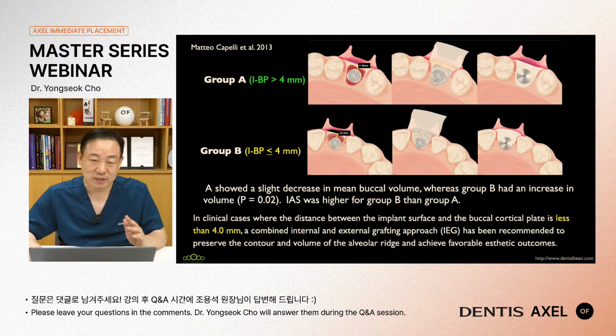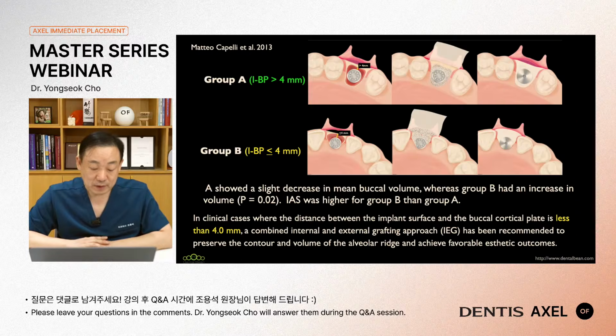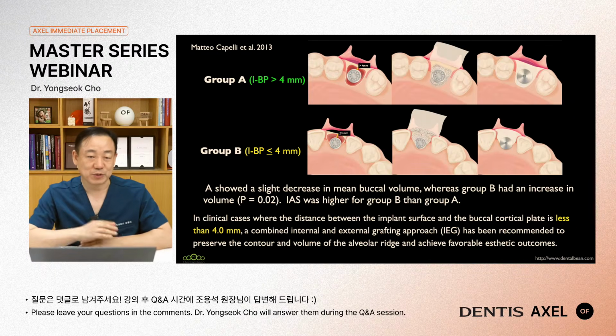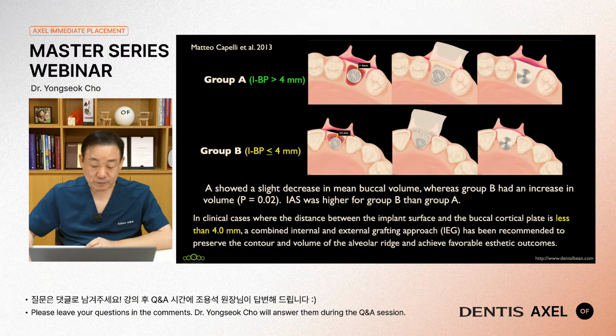So in this article, they recommended it's better to do GBR when IBP is under 4 millimeters. Okay, they said it's better to do GBR when IBP is not sufficient. However, it looks like too much.